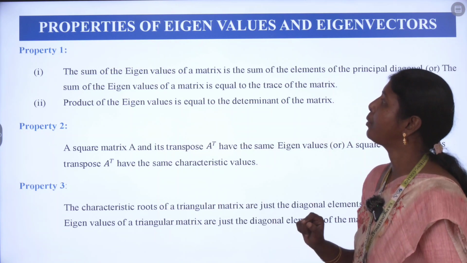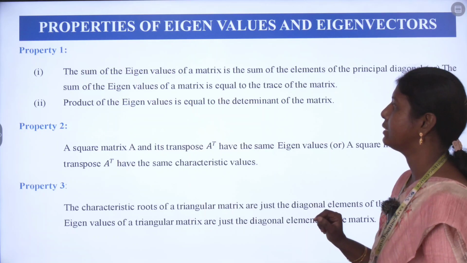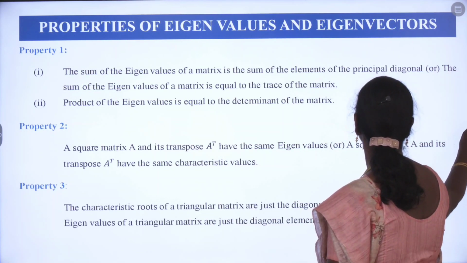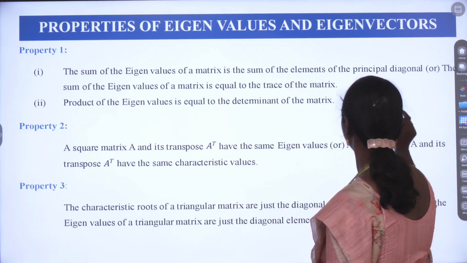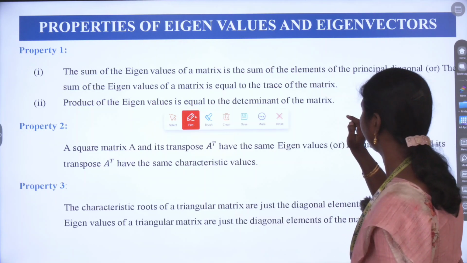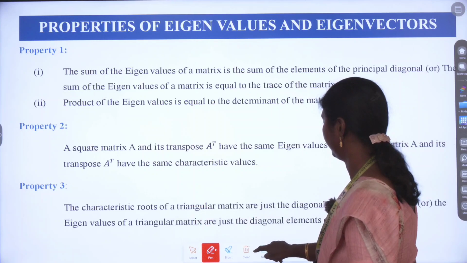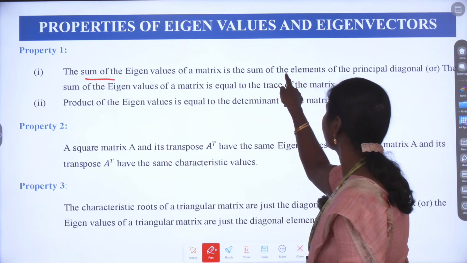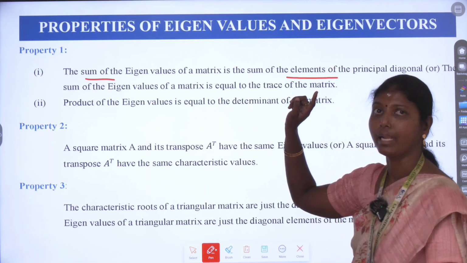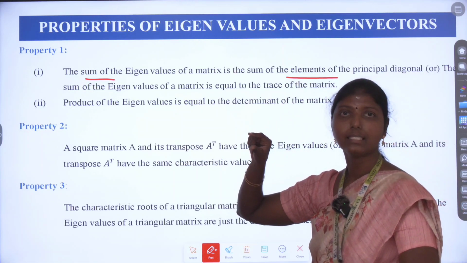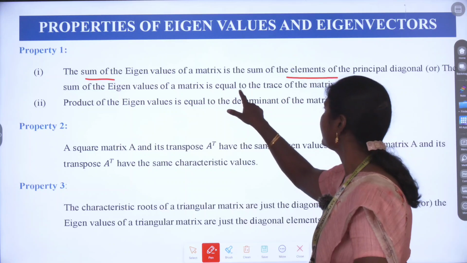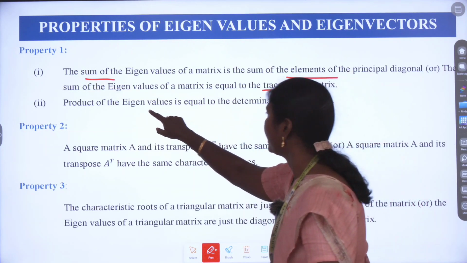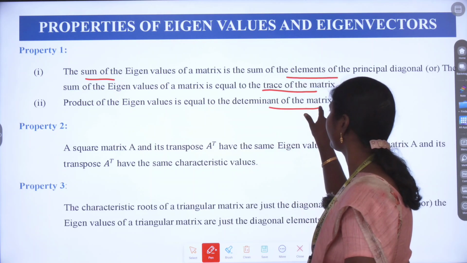Next we see some properties of eigenvalues and eigenvectors. The first property: sum of the eigenvalues of the matrix is the sum of the elements of the principal diagonal. That is, we need to add the main diagonal elements. Otherwise, we call it the trace of a matrix. Next is the product of the eigenvalues. Product of the eigenvalues is equal to the determinant of the matrix.